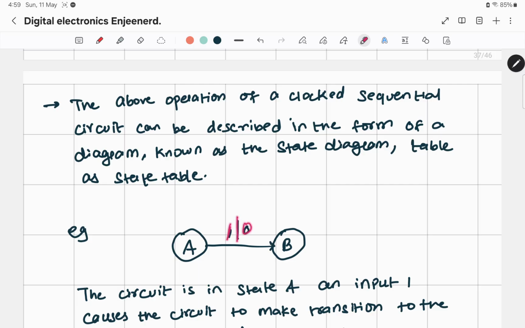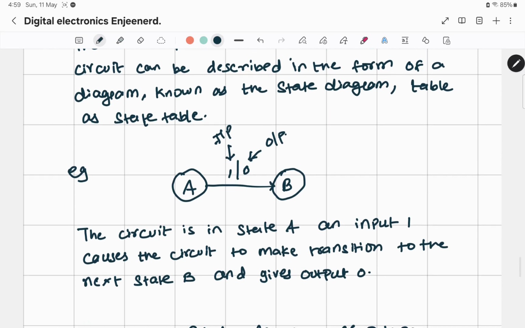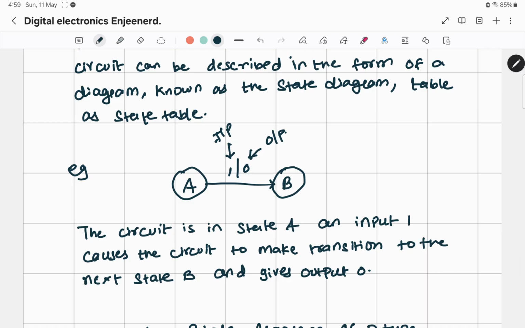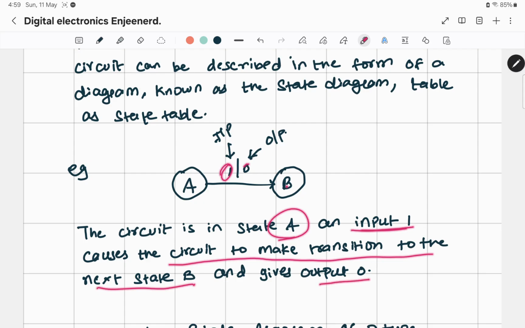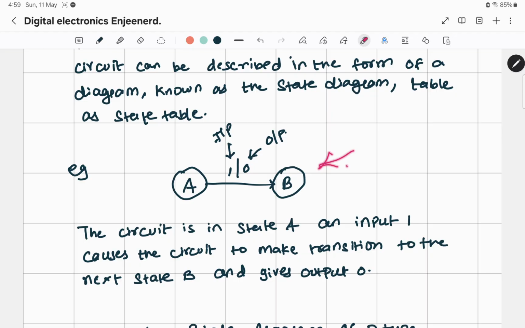What is this 1 and what is this 0? If I'm in state A and I give input 1, I will move to state B and my output will be 0. So this is your input and this is the output that you get. The circuit is in state A and an input 1 will cause the circuit to make the transition to state B, giving an output of 0. This is the simplest possible diagram, having only two states. I can have multiple states together, which will be seen.